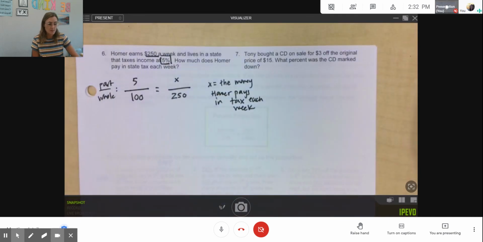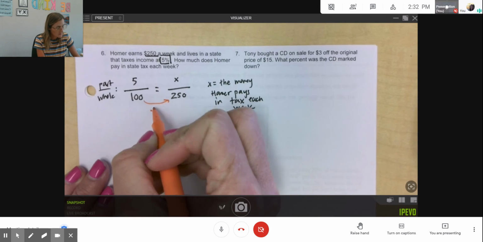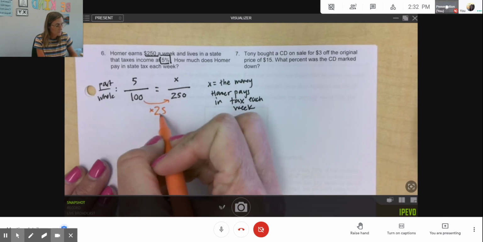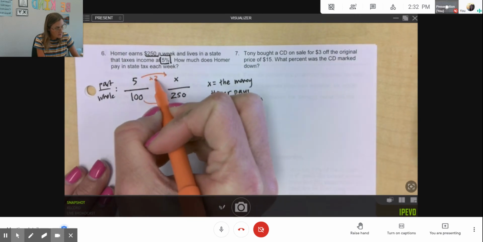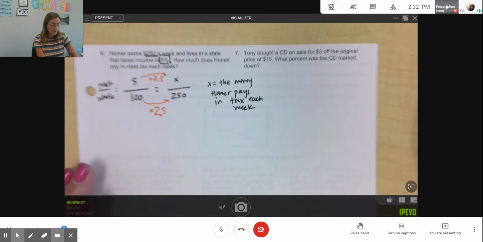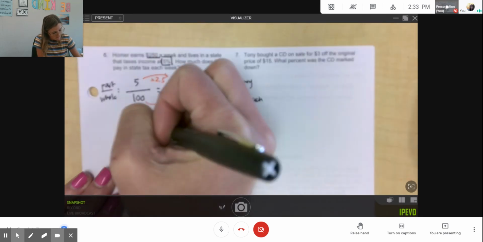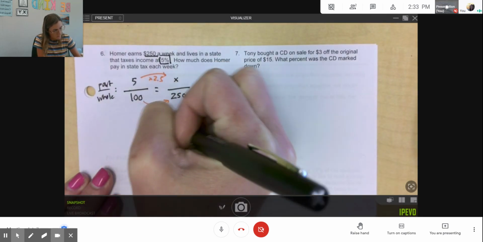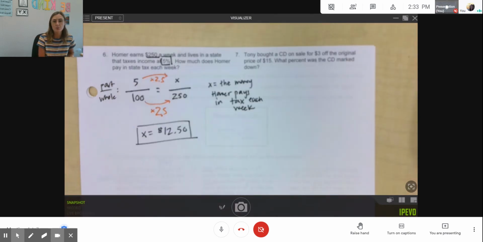So you could do this in a couple different ways. You might be seeing right now that 100 multiplied times 2.5 will get you to 250. So if I did 5 times 2.5, you could put that into your calculator, and that would get you $12.50. So Homer would pay $12.50 in tax each week.